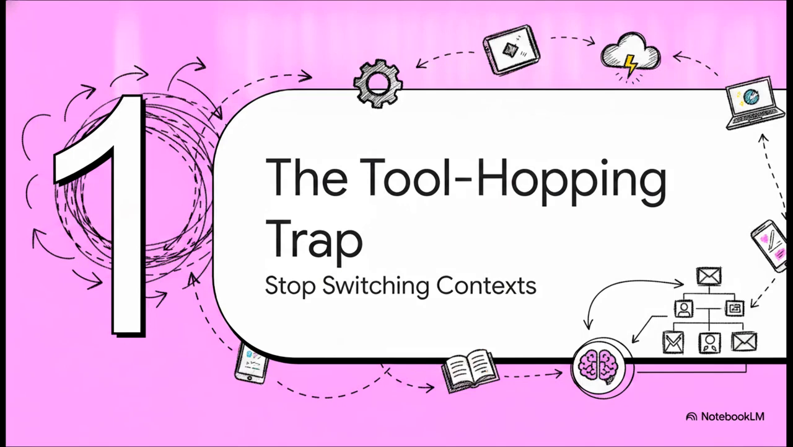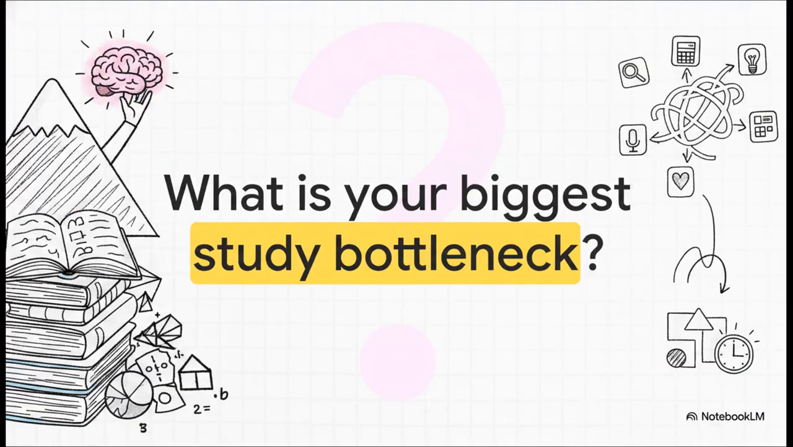Section 1. The tool hopping trap, and why we absolutely need to stop switching contexts. So I want you to ask yourself right now, what is the exact friction point in your study routine? Are you drowning in readings, stuck on brutal quantitative problem sets, or just trying to turn a massive pile of lecture slides into something you can actually review? And honestly, are you wasting precious time juggling 5 different apps just to fix that one bottleneck? Because every single time you switch apps, you lose momentum. It's a total productivity killer.